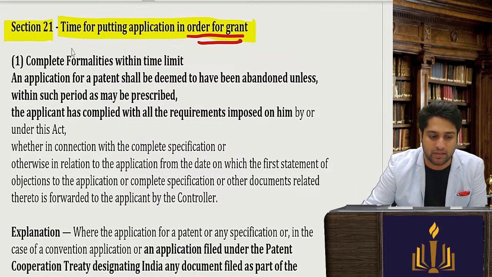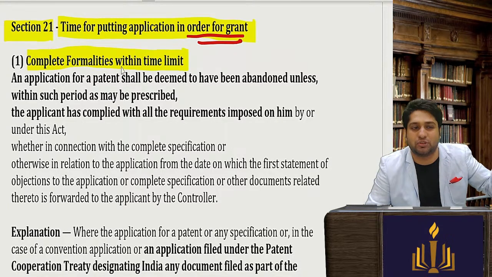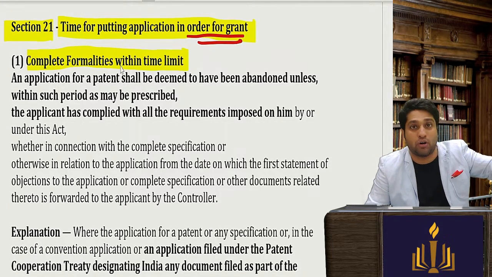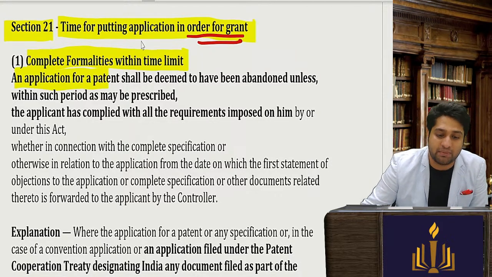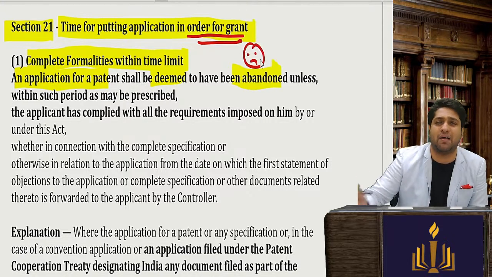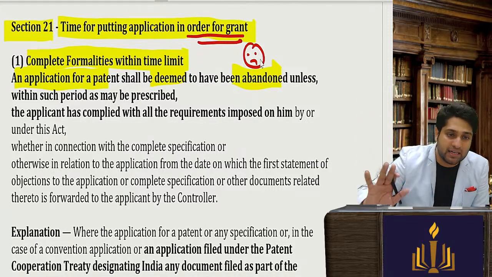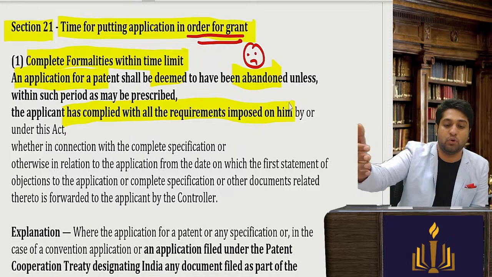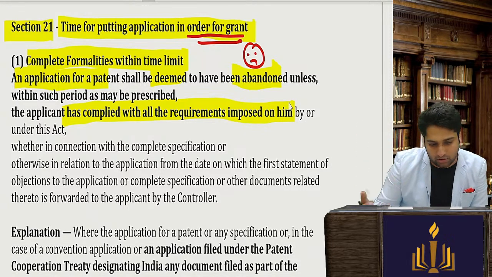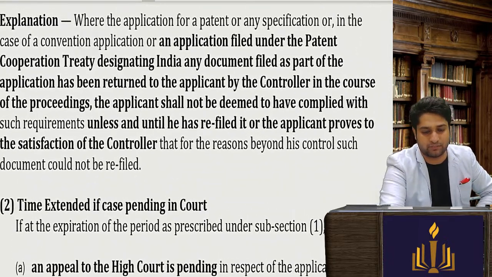So let's read what they've given. Complete the formalities within the time limit. That's the most logical thing that we will say in section 21, that listen, there are a lot of timelines that you have to complete. An application for patent shall be deemed to have been abandoned. Okay, so it's a very strong statement that the application is deemed to be abandoned, left, not interested, unless the applicant has complied with all the requirements imposed on him under the act, with reference to any controller's demands, etc.